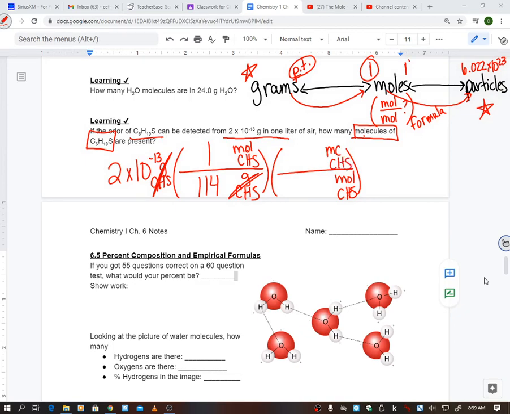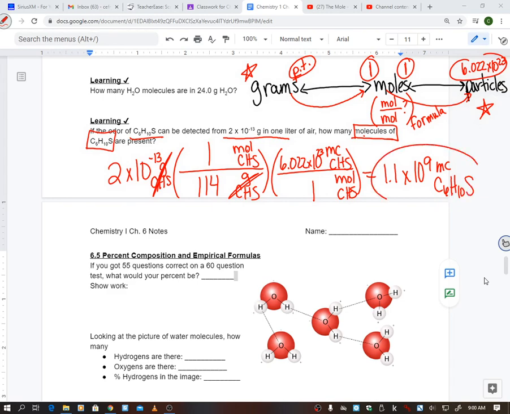Now look, I showed you here, it's always 1 mole and it's 6.022 times 10 to the 23rd. So what I'm doing is taking 2 times 10 to the negative 13 divided by 114, multiplied by 6.022 times 10 to the 23rd. And what you get is 1.1 times 10 to the 9 molecules of C6H10S.